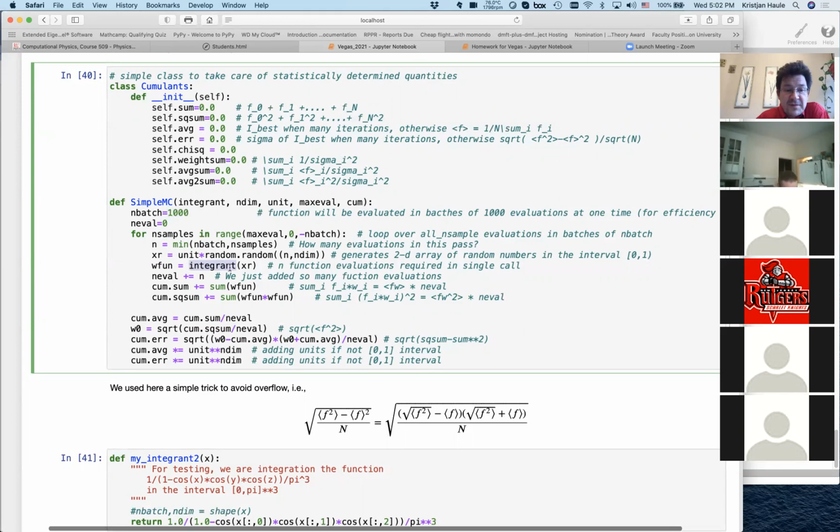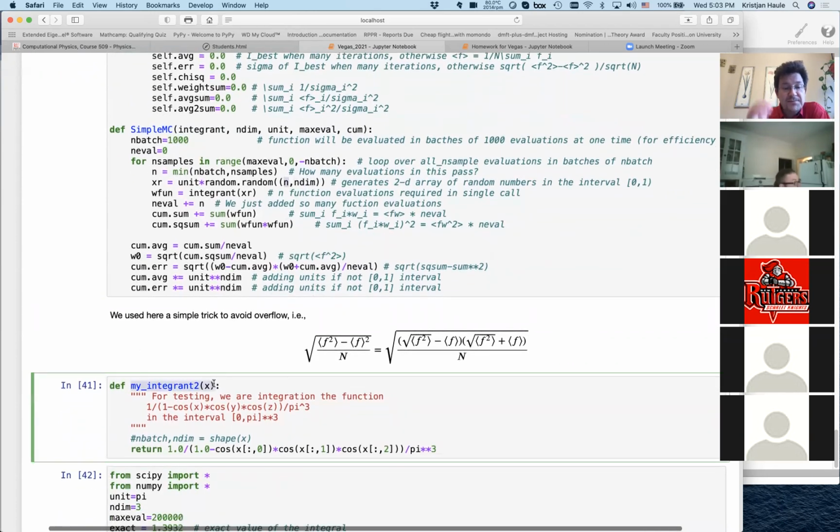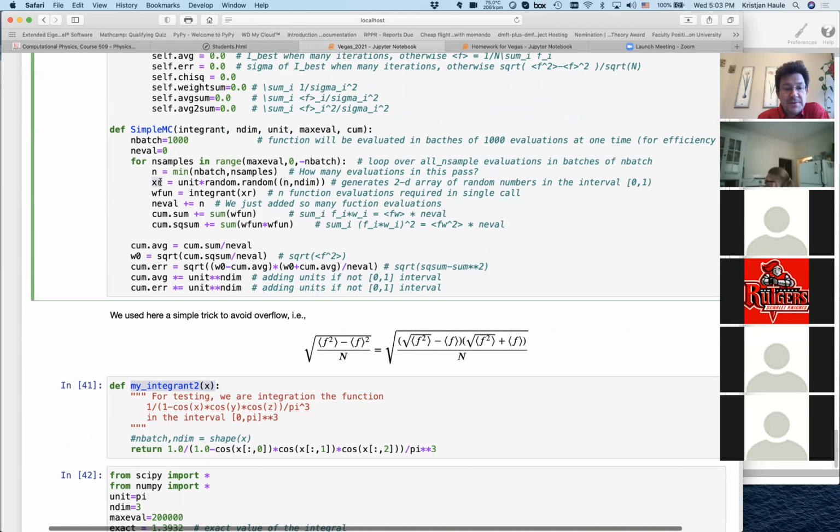And we evaluate this function on points XR, which contain not only the dimension of the function, let's say the 3-dimensional, 4-dimensional function that we integrate, but have n points, where n is the size of the batch. And so we need to of course have a function such as this, my integrand, which is able to evaluate the function on a 2-dimensional array. So again, XR is a 2-dimensional array of n batch times n dim.